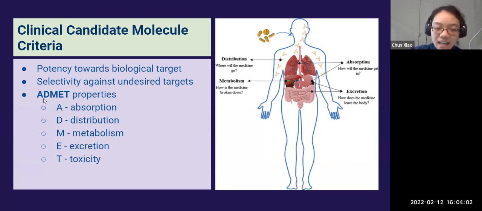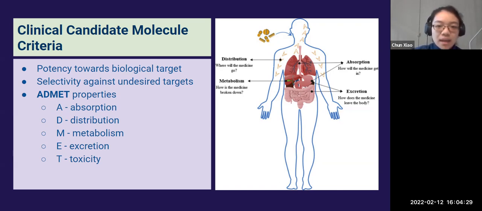Third, there are the ADMET properties, which is a collection of 5 properties. A is for absorption, as in how does the medicine go into our body and how is it absorbed into our bloodstream, for example. Secondly, it is distribution, and that is where the molecule will go within our body, as in which organs, which tissues, and how will it permeate our body's tissues.